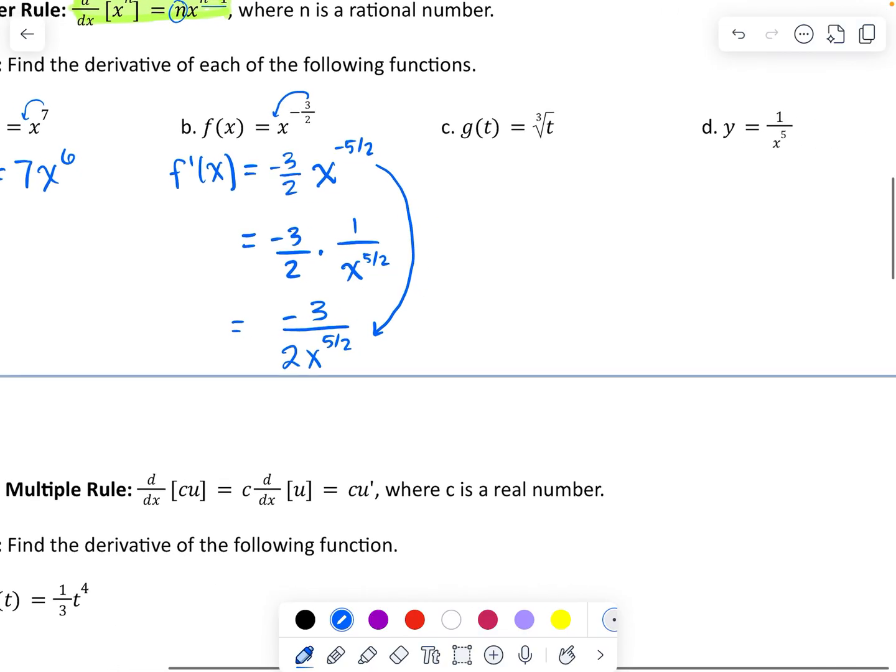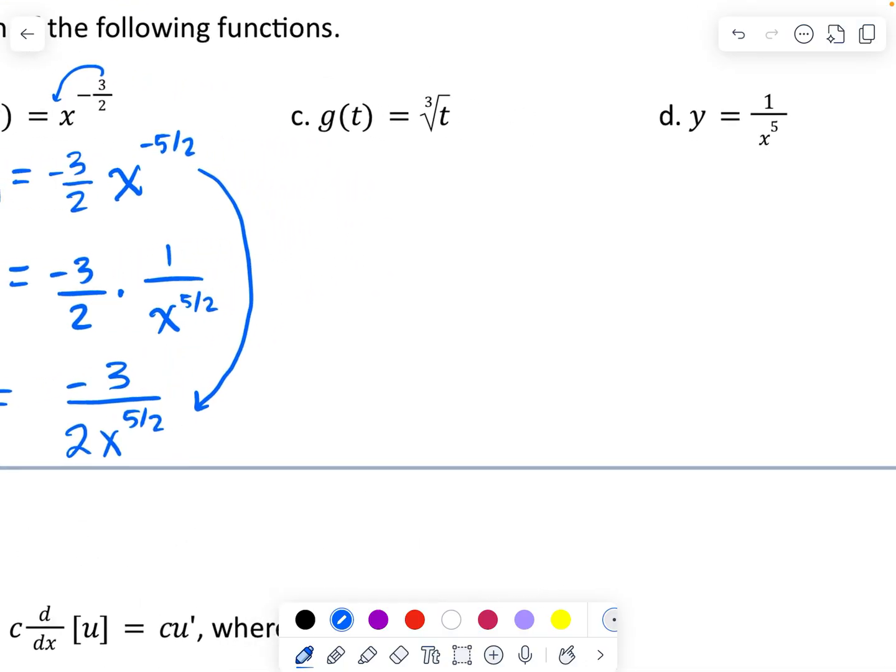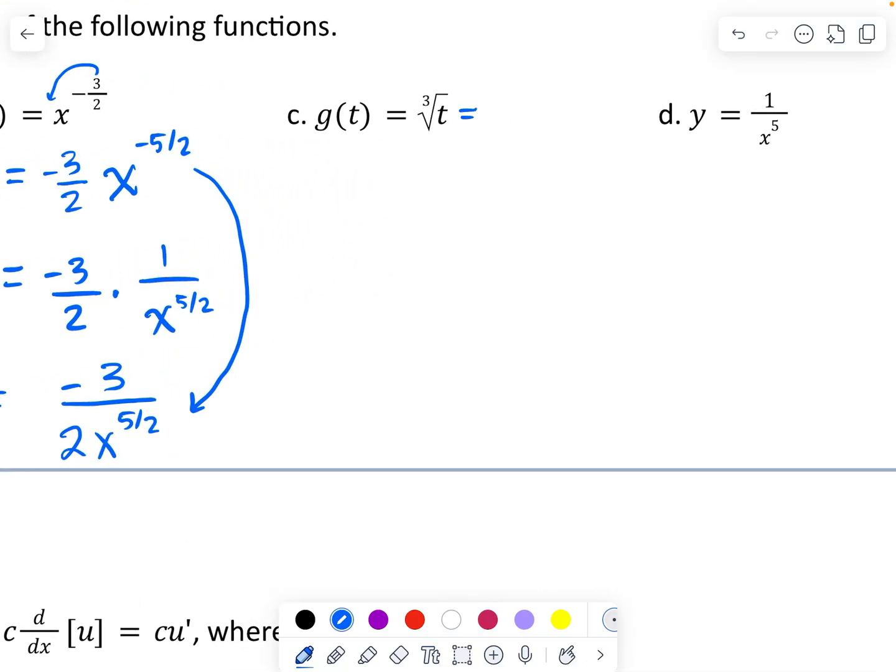Okay, now what about something like this? So for c, I would first rewrite my cubed root as an exponent. So that's the same thing as t to the 1/3. And then you apply your power rule. So I have g prime of t. I'm going to bring that 1/3 out front, and then I'm going to decrease my exponent by 1. So 1/3 minus 1 is negative 2/3. And again, I have that negative exponent, so I'm going to move that t to the 2/3 into the denominator.